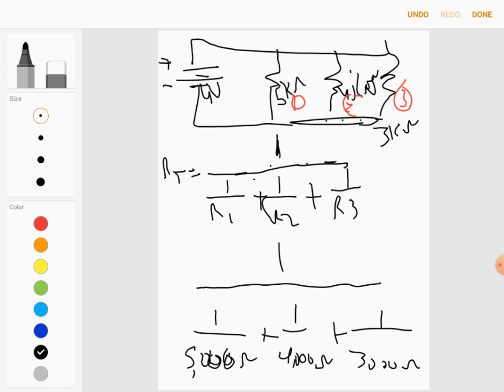Plus 1 divided by 4,000 plus 1 divided by 3,000. That is an insane number, which is 1 divided by 7.3e to the negative fourth.